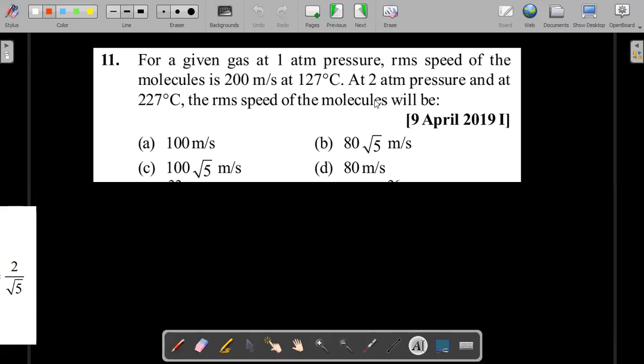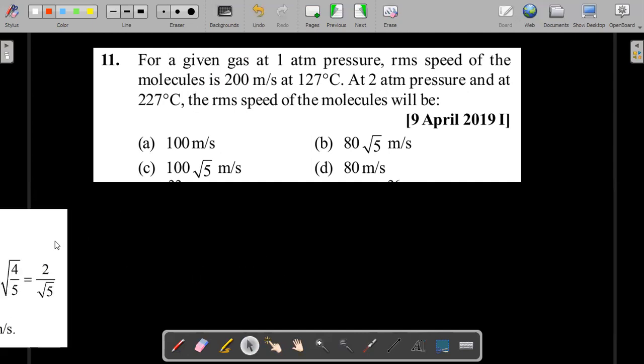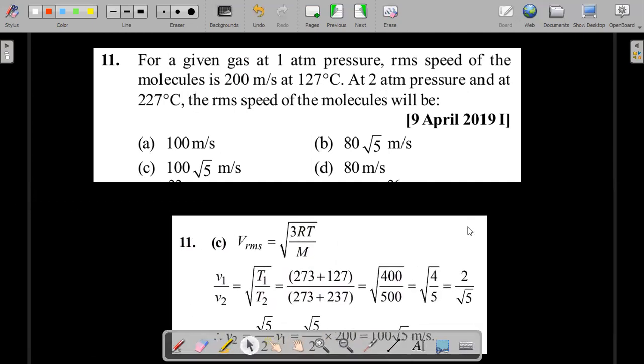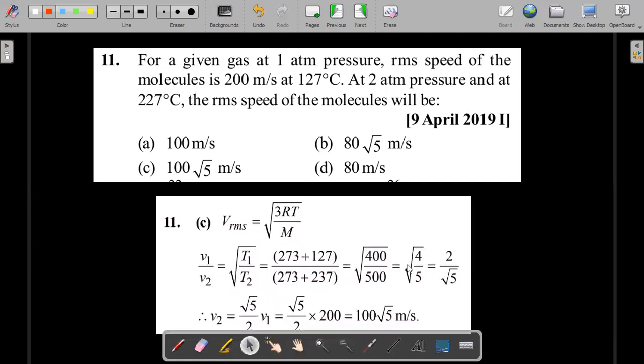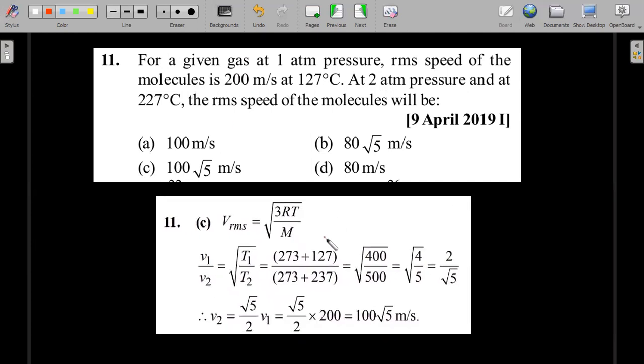So the idea is to establish the formula of RMS speed using kinetic theory of gases. You should realize it is root of 3RT by M, if I remember it correctly. It has nothing to do with the pressure. It is more about the temperature for a given gas. Once you take up that idea correctly, then we should be able to realize that the ratio only depends on temperature, and the pressure increase from 1 atmosphere to 2 atmosphere doesn't figure in this particular calculation.